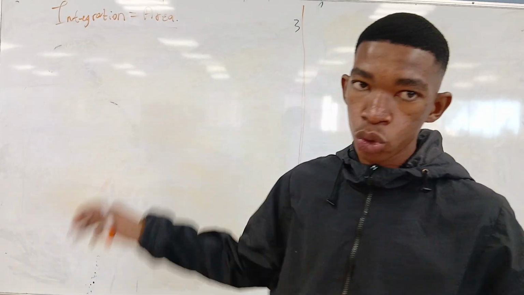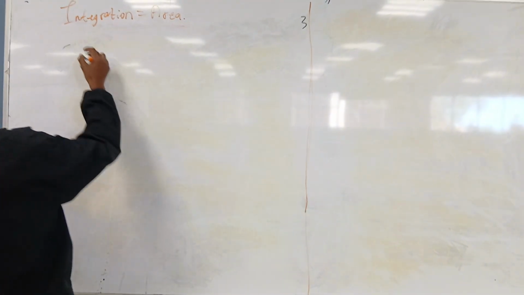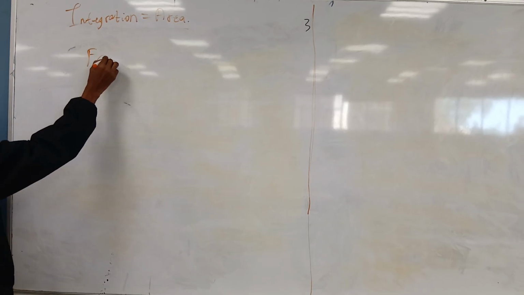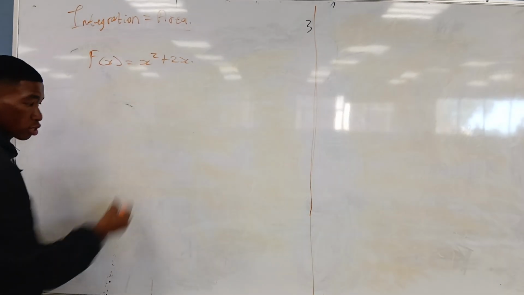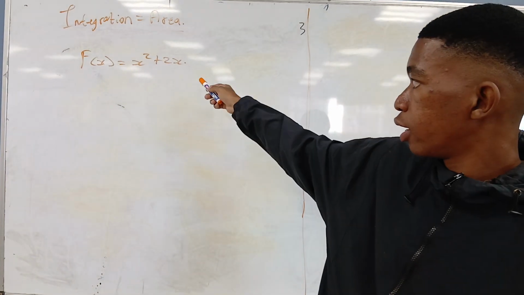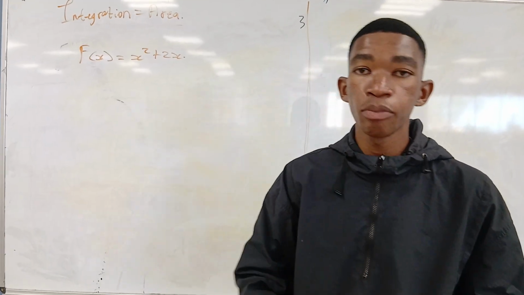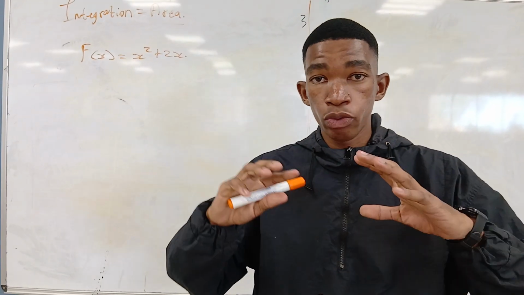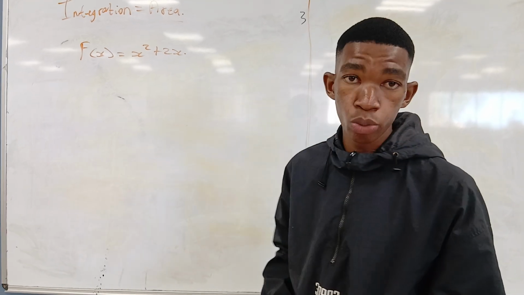Ladies and gentlemen, in this video, I am going to show you how to use integration to find the area when you have a polynomial function. The polynomial function we're going to use here is f(x) = x squared plus 2x. Before we find the area, we need to determine the intercepts of this function, determine the turning point, and sketch the graph of this function. So we're going to be doing that now.